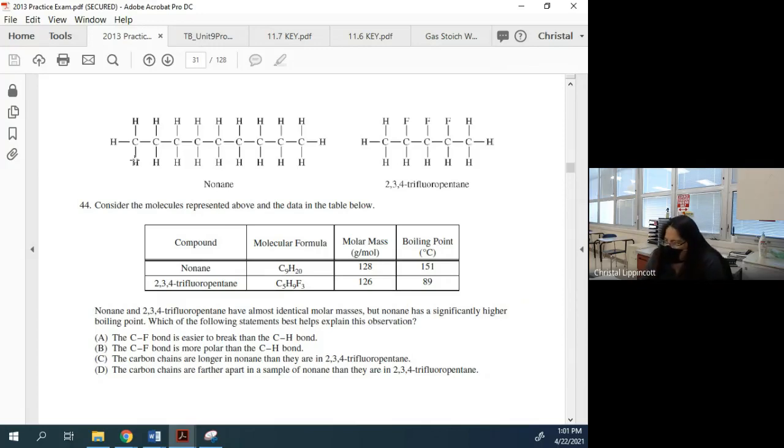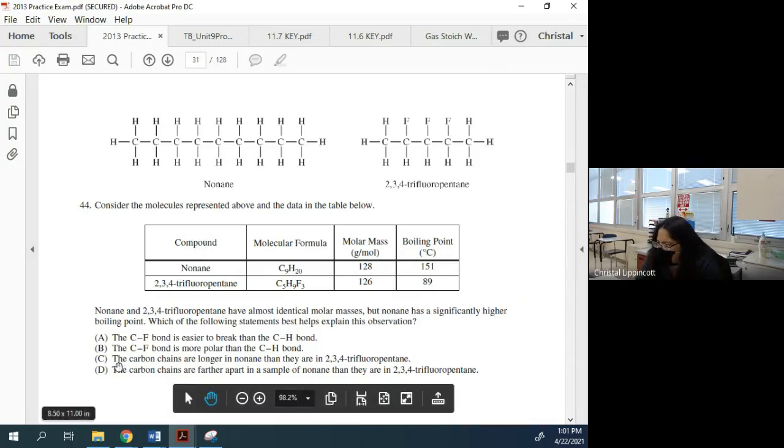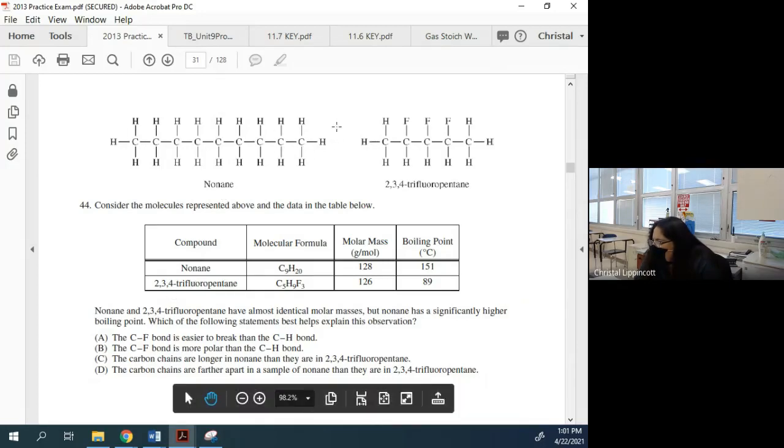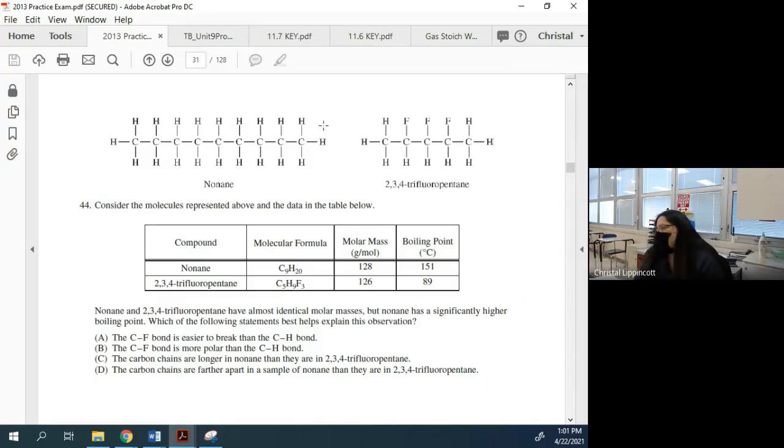Very good, Austin. Correct answer. Excellent. Everybody got C. That is the correct answer. So the CF bonds are easier to break than the CH bonds. When we are dealing with things that are boiling, we're not breaking the bonds in these molecules. These are intramolecular bonds. These are covalent bonds. Remember, when we're boiling, we're breaking the forces, I guess would be a better term. We're reducing those forces, or getting rid of those intermolecular forces.